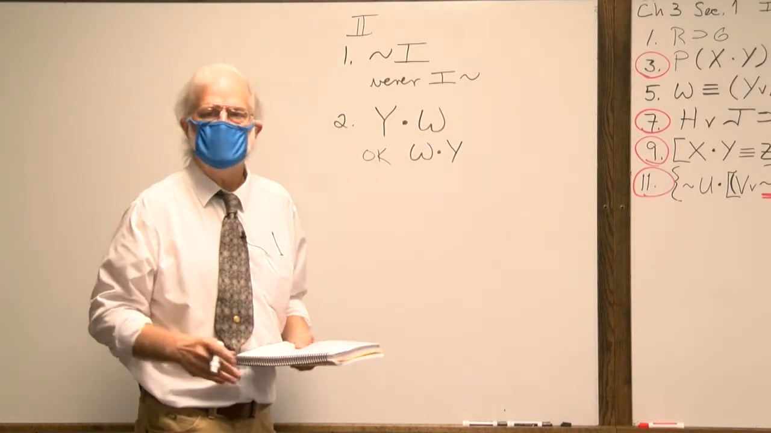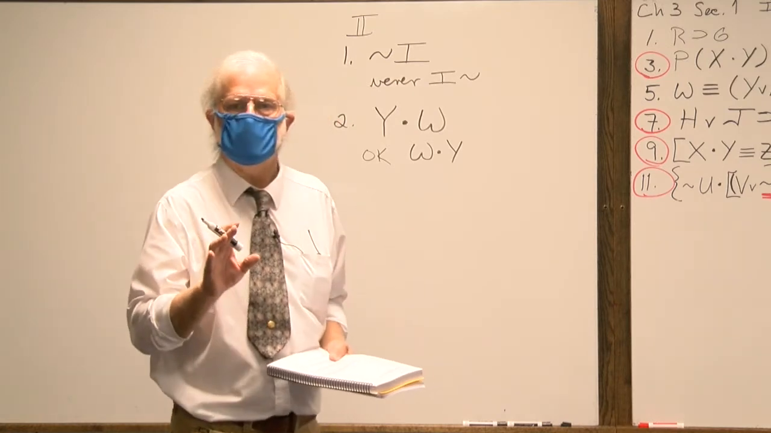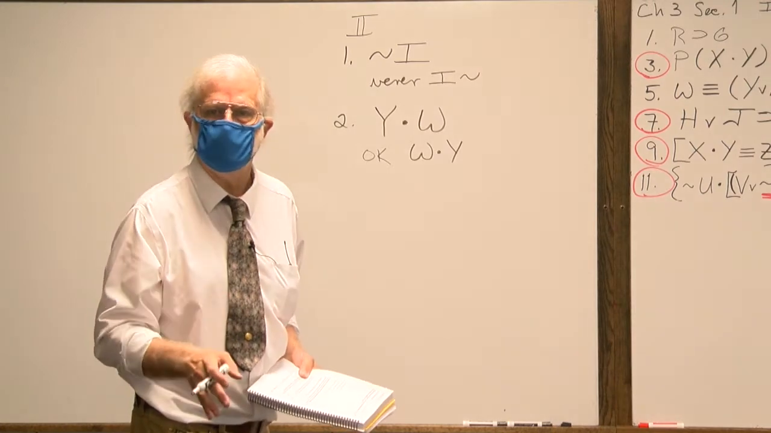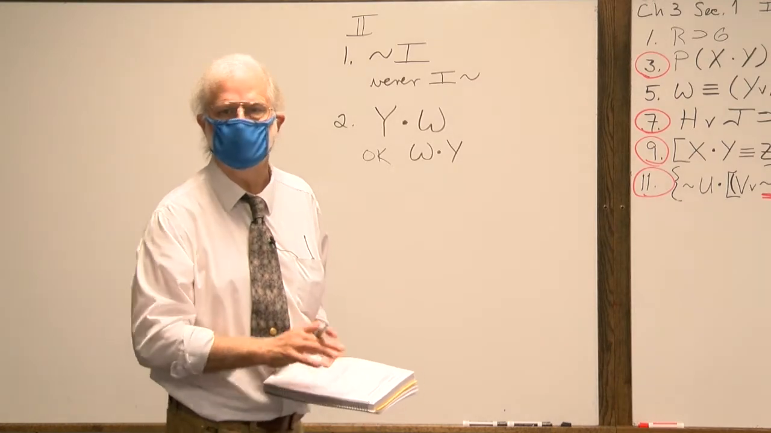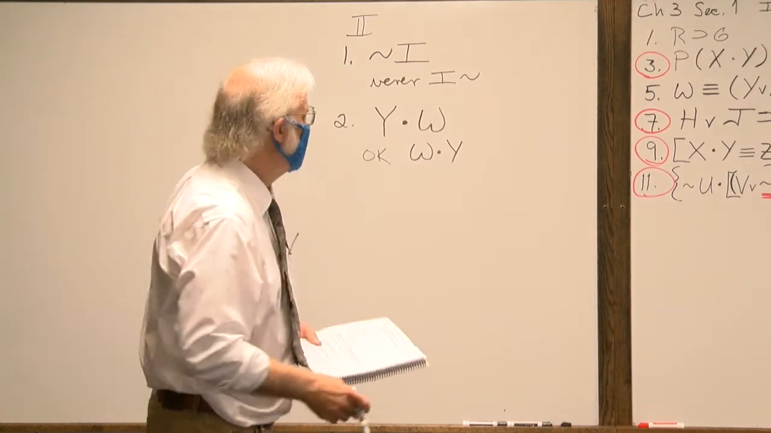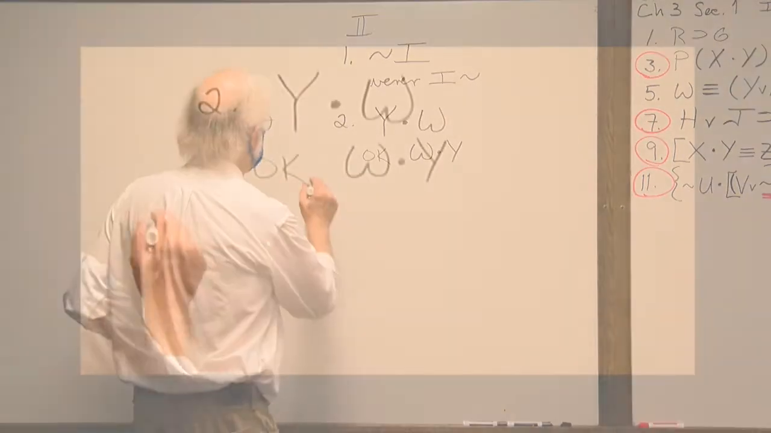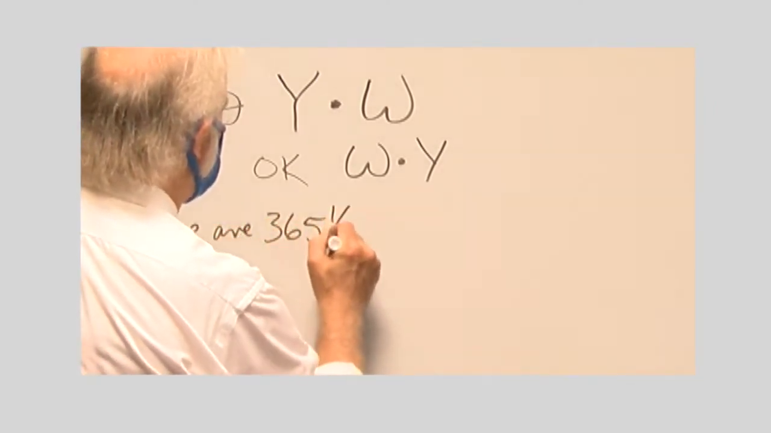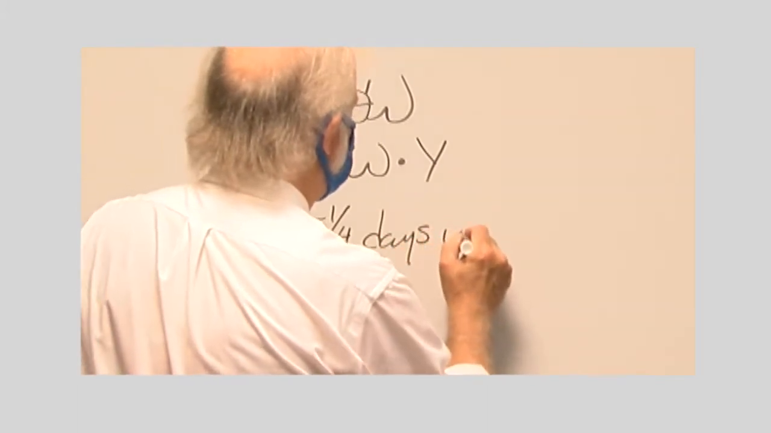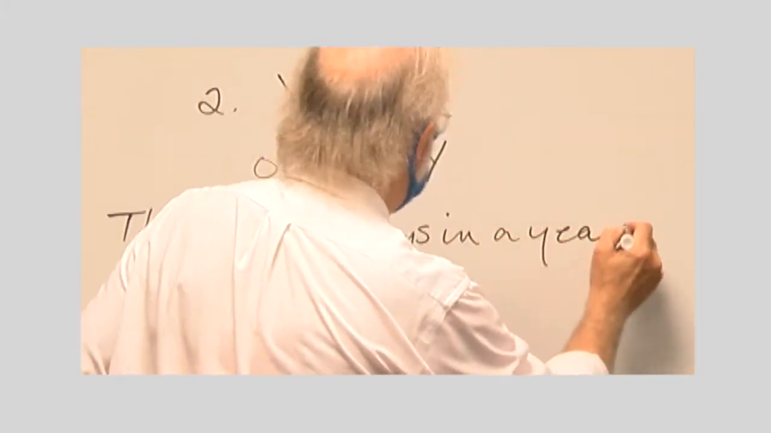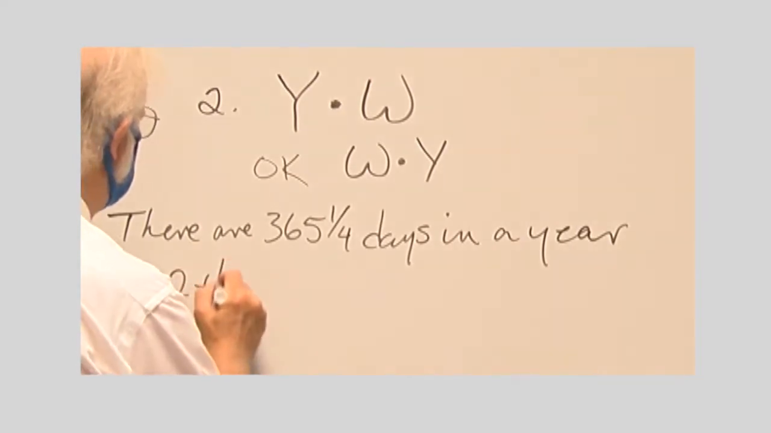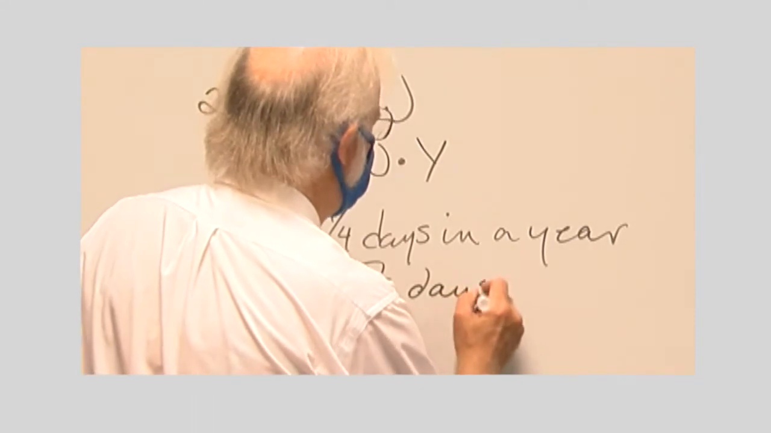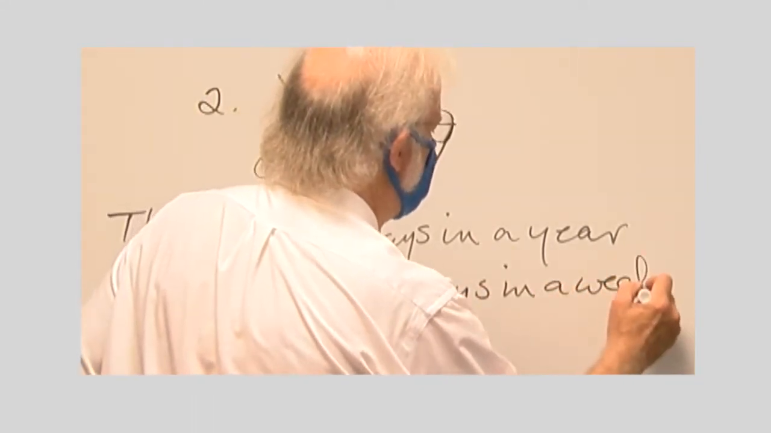Okay, now let me show you a technique here in case this is already a little bit intimidating for you. This is called the strike-through method. It's not in the textbook per se, but I'm giving it to you now. Let's say that we have this statement. There are 365.25 days in a year, and there are 7 days in a week.